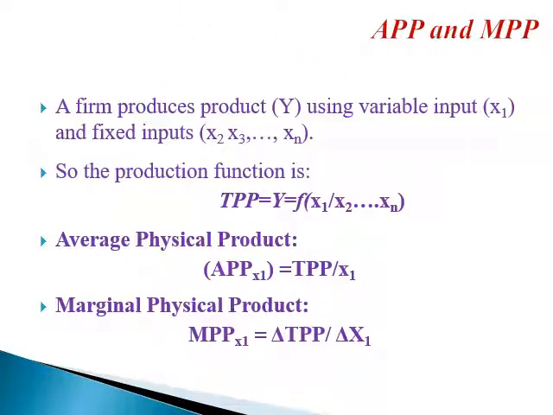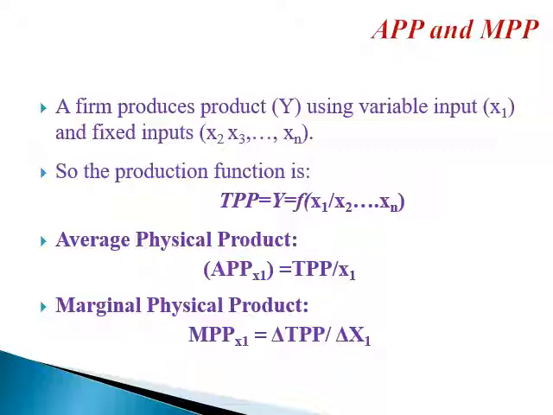After that, I told you before that the production function is an engineering relationship. People who study engineering at the College of Engineering next door study the production function. But what is new here in economics is that we derive things out of that production function that are of importance in economic analysis, which are the average physical product, or APP, of the variable input and the marginal physical product, or MPP, of the variable input.